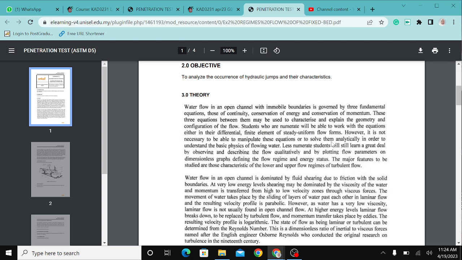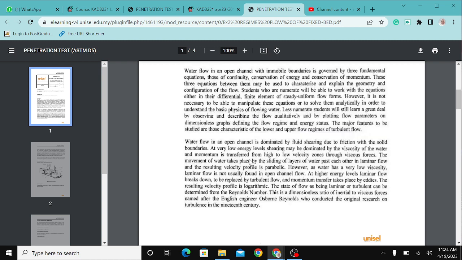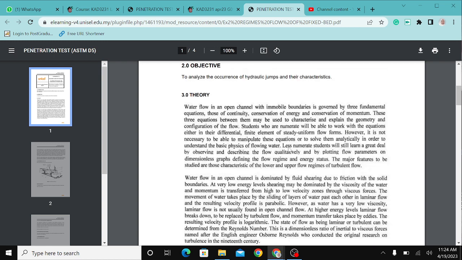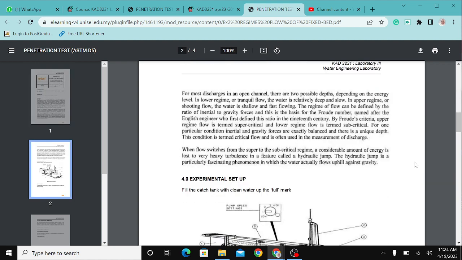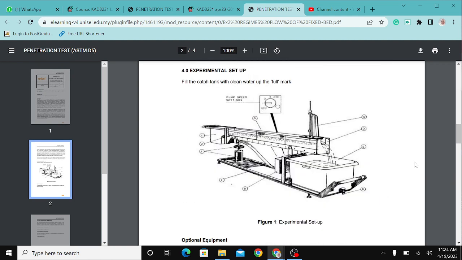Okay. The theory for this experiment basically lies on your concept of water flow. So this one Madam will not explain, because actually this is not in my field. I believe that most of you already have this background related to water flow and fluid. So I will just directly show you Figure 1 here for the experimental setup.